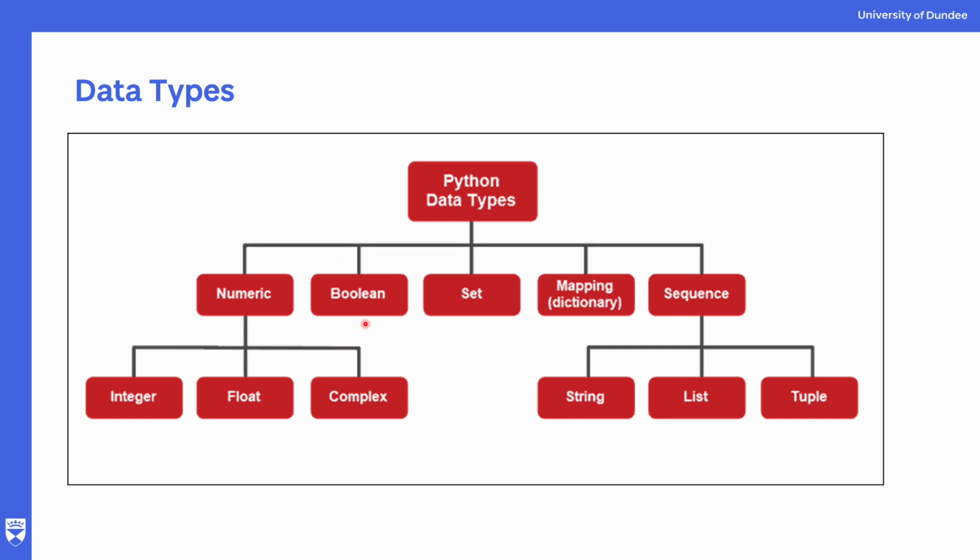We also have booleans. A boolean could be true or false. It's essentially got two states. We use that to run different parts of the program depending on what we require at that time, depending on what is true or what is false.